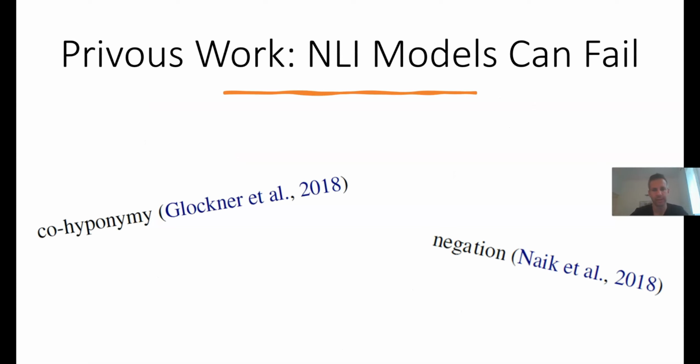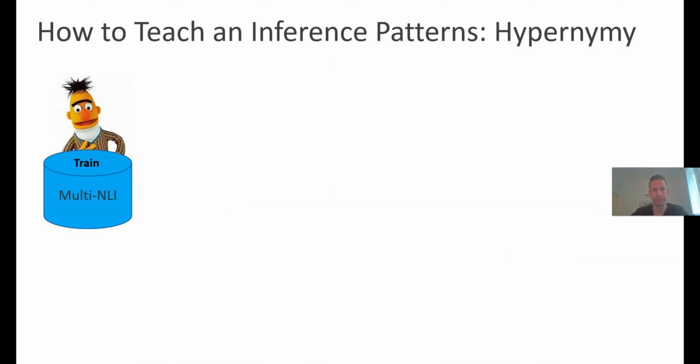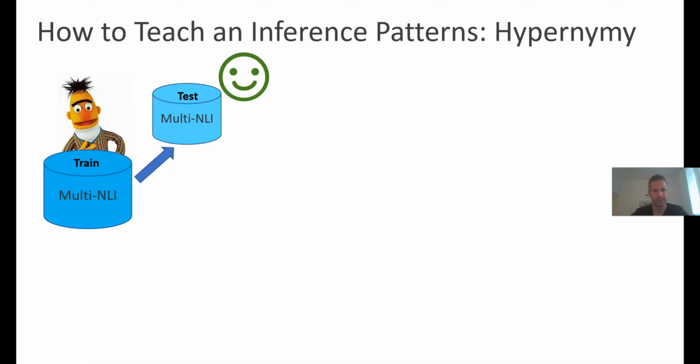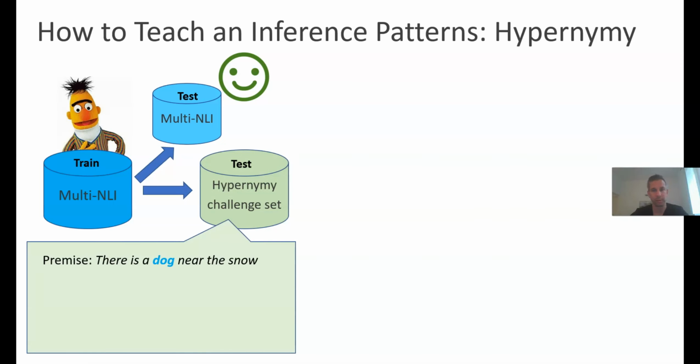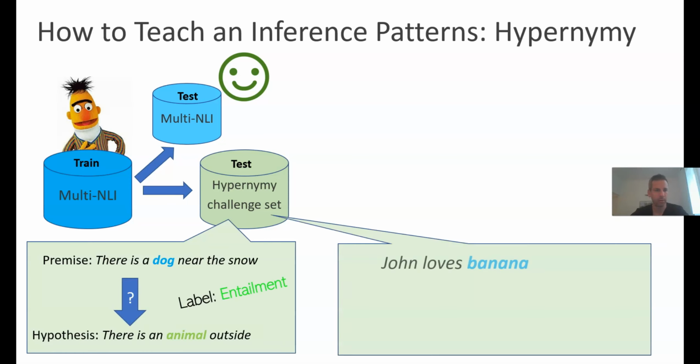Indeed, previous work showed that NLI models often fail on examples involving various linguistic phenomena, which they are expected to acquire indirectly from the NLI training set. Let's take for example the hypernymy phenomenon. Consider a pre-trained BERT model trained on the multi-NLI dataset, achieving high accuracy on the multi-NLI test set. Now let's take a challenge set where each instance involves hypernymy. Such an instance could be the premise "there is a dog near the snow" that entails the hypothesis "there is an animal outside", or the premise "John loves banana" that contradicts the hypothesis "John hates all fruits".